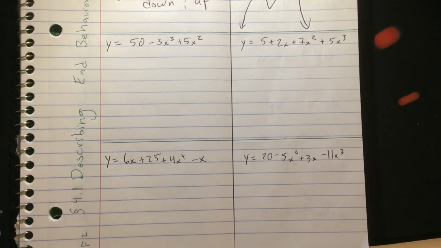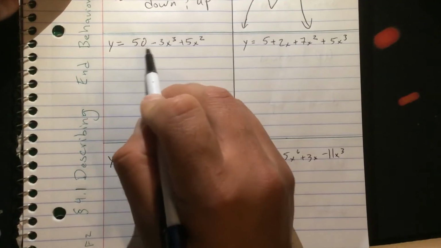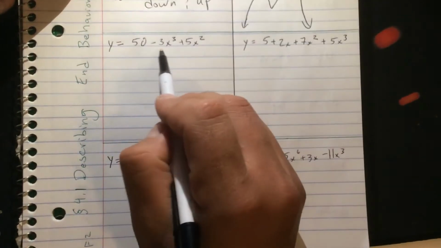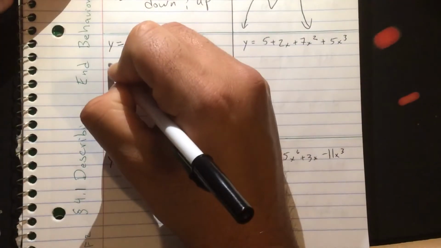This is part number 2 of foldable number 2. And for this one, we're still describing the end behaviors of a polynomial function. For this one here, we have y is equal to 50 minus 3x cubed plus 5x squared. Because our highest degree polynomial is not in front, we're going to rewrite this equation first.